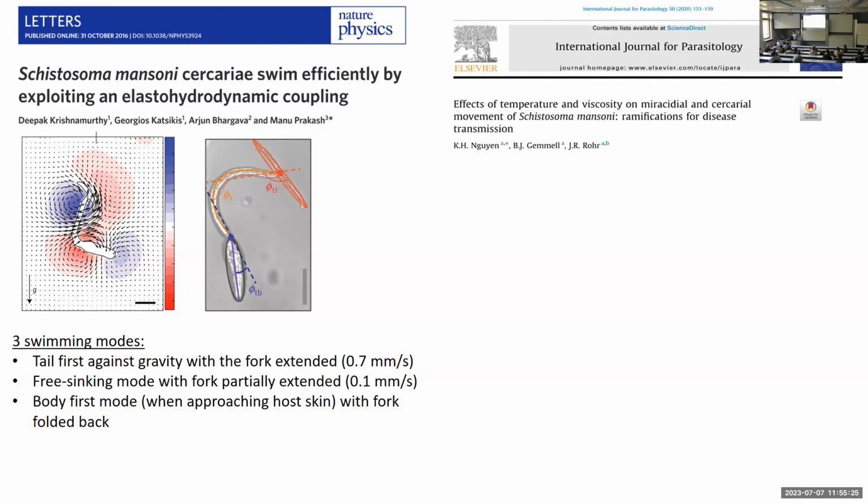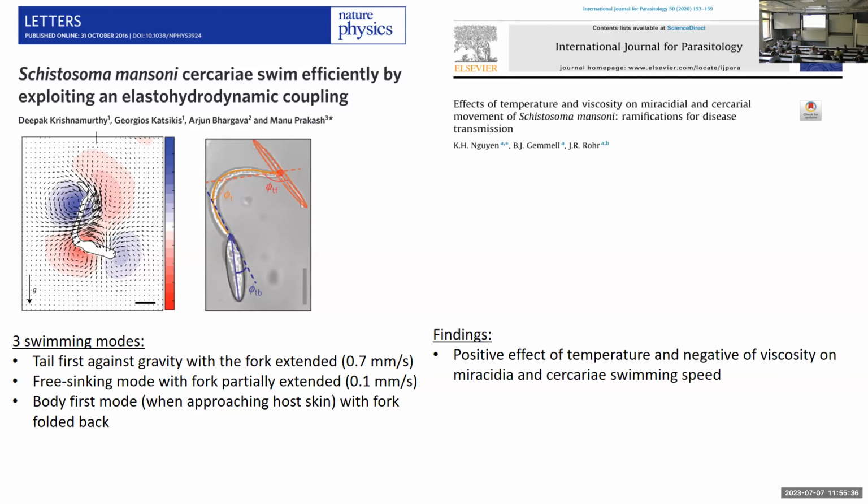Another quite interesting article is about effects of temperature and viscosity of water on both Miracidia and Cercarial movements. So what they found is there is a positive effect of temperature and negative of viscosity on Miracidia and Cercaria's swimming speed. The maximum distance Miracidia and Cercaria can travel increases with temperature.